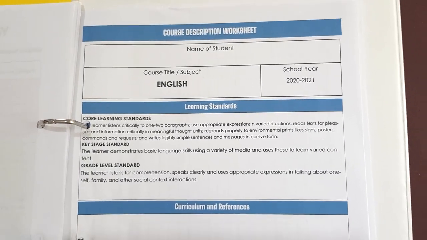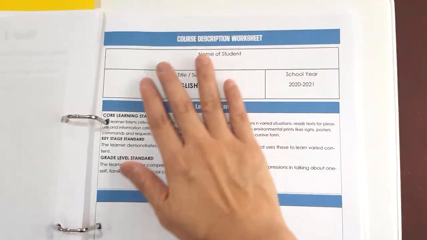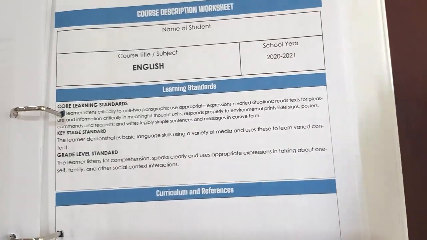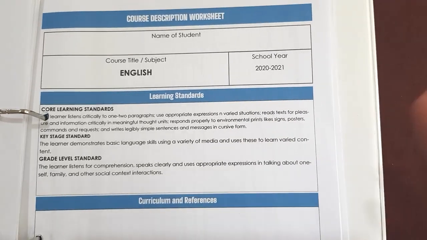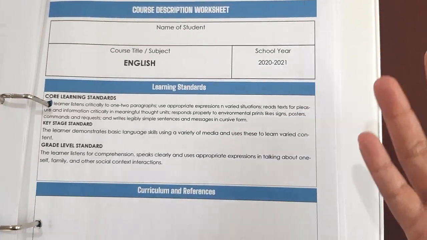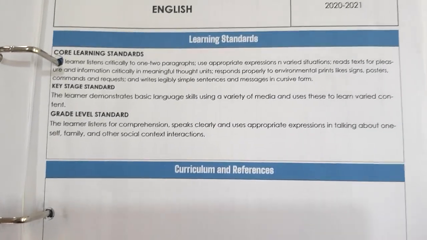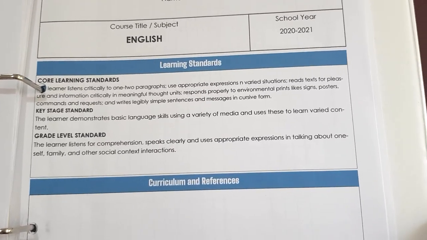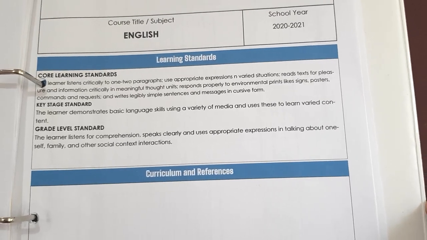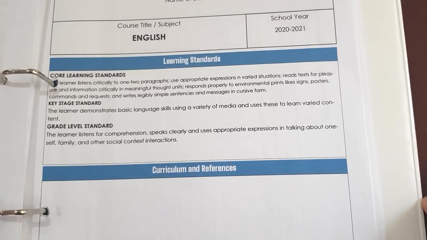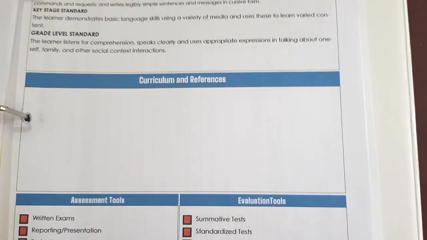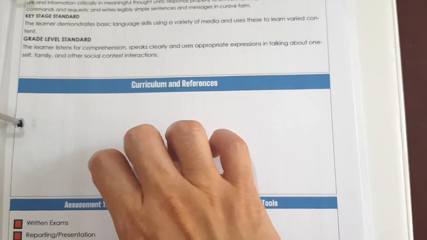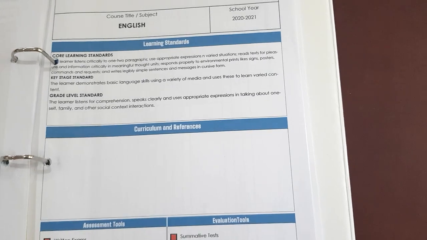Okay, now, this is now the course description worksheet. So, eto na ngayon yung kailangan mong i-fill up. Nandun lang yung name of student, and then yung course title or yung subject. Like, for example, English. And then the school year is 2020 to 2021. Now, these are the learning standards na kailangan i-attain or i-achieve ng bata in a particular school year. So, meron dyang core learning standards, key stage standard, and grade level standard. Curriculum and references. So, ilalagay nyo lang dito, ilist nyo lang lahat ng mga curriculum and references na pinagkukunan nyo for that particular subject. Okay?